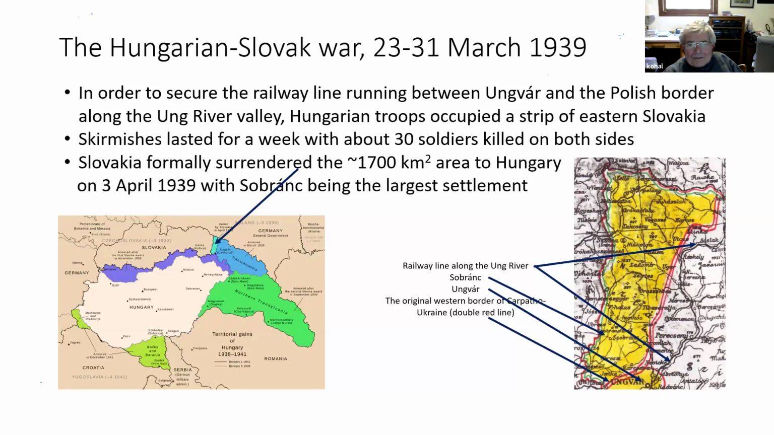My father said that he was down at Sobrance in the thick of the fighting, and he said it took them a couple of days. They ended up disabling a Slovak armored carrier and shooting down an airplane. The next day, after the war was over, they went swimming in some creek nearby. But eventually, the Slovaks surrendered the area to Hungary on April 3rd, 1939. And Sobrance was the largest settlement there.